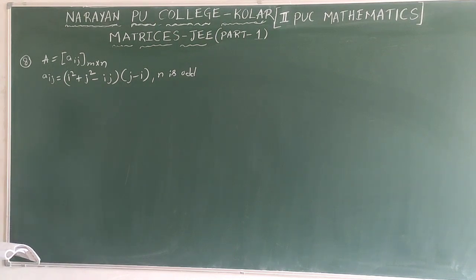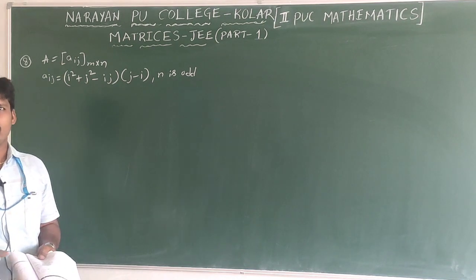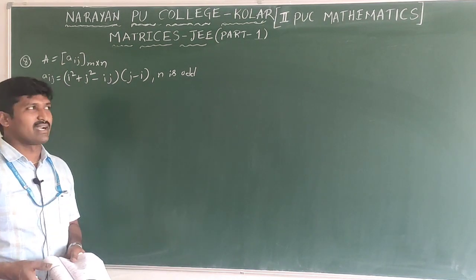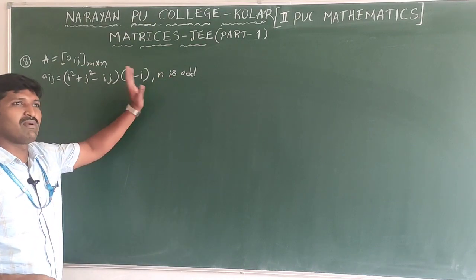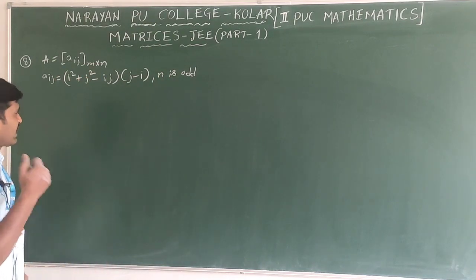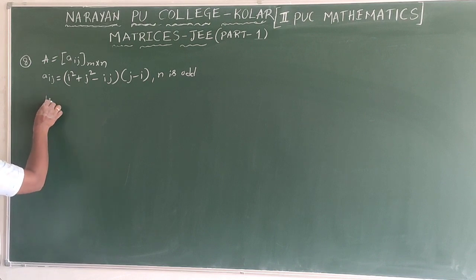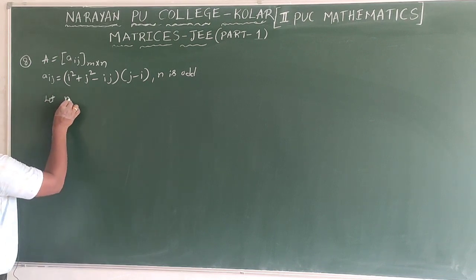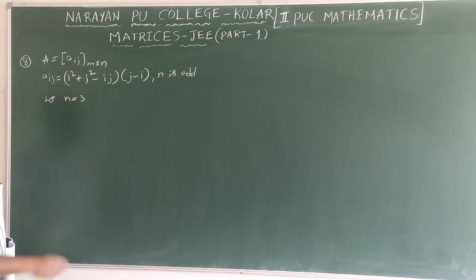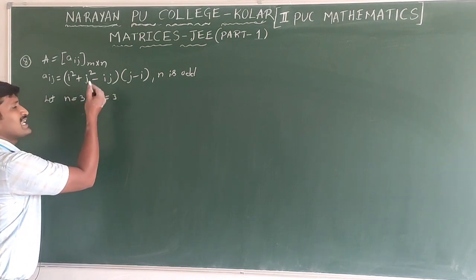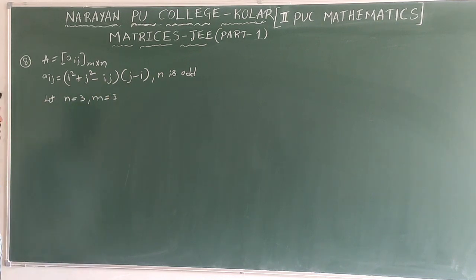When n is odd, condition wise, trace is possible only for a square matrix. We can't find it for rectangular matrices. If n is odd, then m also needs to be odd. For example, let n be 3. When n is 3, m is also compulsorily 3, so we get a 3 by 3 matrix.